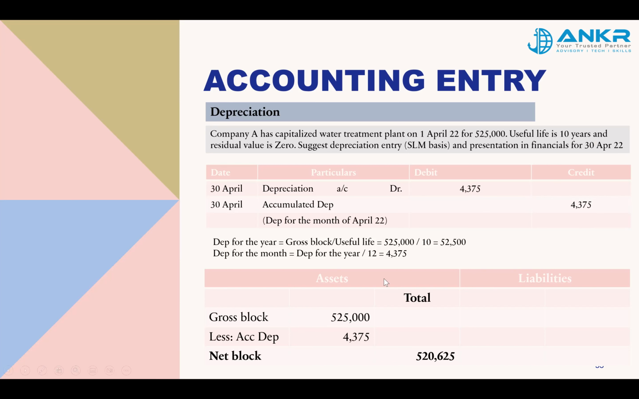How does the presentation happen? Assume this is the balance sheet, with the asset side and liability side. So you show the gross block, which is 5,25,000 rupees. Accumulated depreciation is also a balance sheet account. It's not a P&L account. So you will reduce the accumulated depreciation and the net block is 5,20,625, right? This is how the presentation works. Accumulated depreciation, though it has a credit balance, we don't show it under liability. We show it under gross block, less accumulated depreciation. Please do remember this, guys.